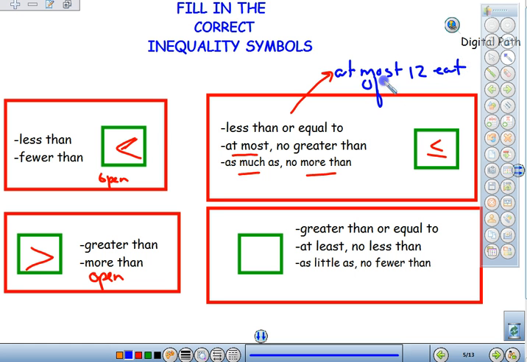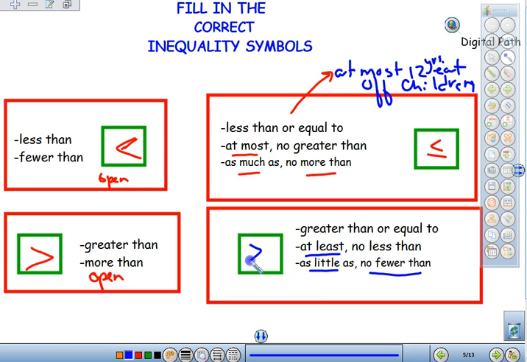Most restaurants might put that down: you need to be at most 12 years old to eat off the children's menu. What they really mean is you can be any age less than or equal to 12. You could be 10, you can be 11, but when you get past 12 years old, then you eat off the regular menu.